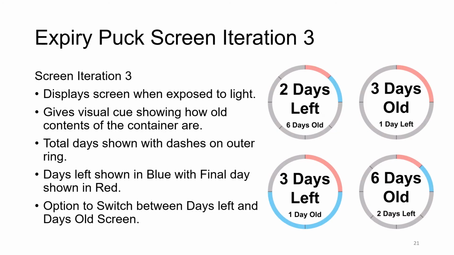Finally, I had iteration 3, which was the one I chose, which has the days left and how many days are old on the screen, and you could choose your preference for which one was displayed the biggest, and it also had a timeline around the edge showing how many days had been in the fridge or freezer, and the final day would be highlighted in red so you could visually see that it was getting close to the expiry day.